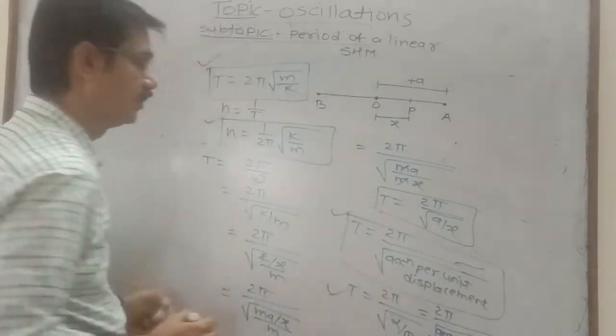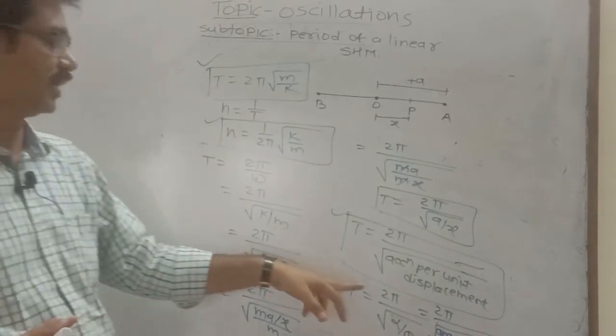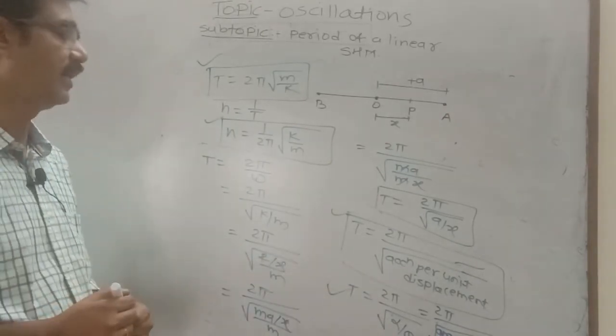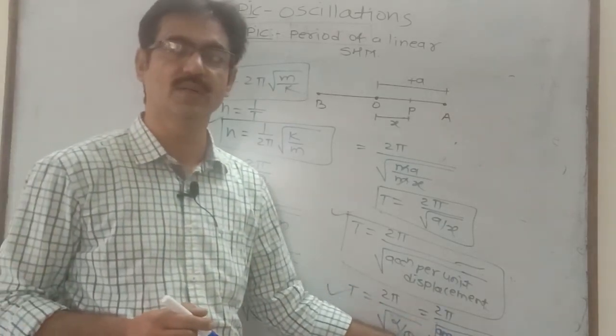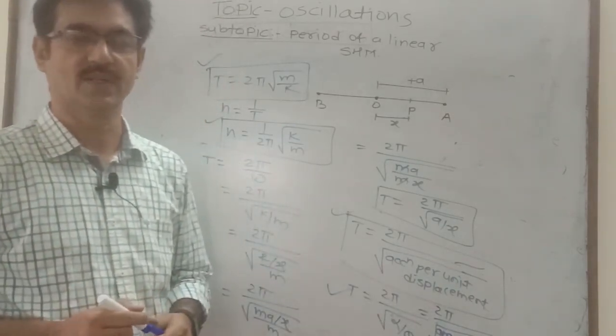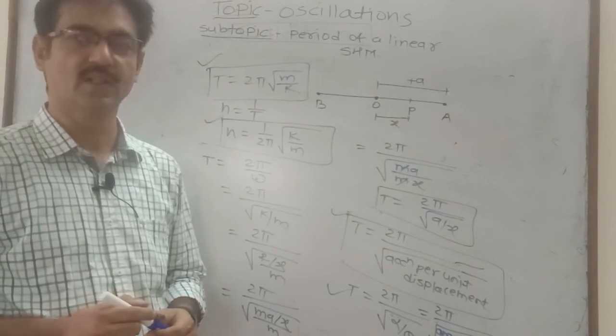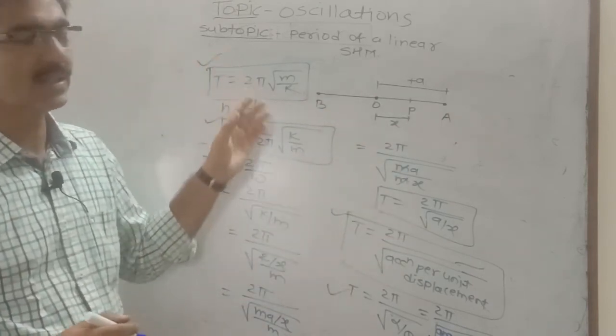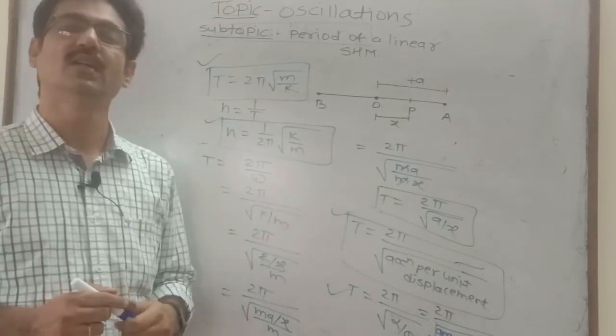There also, you know that in case of angular SHM we get T is equal to twice pi upon under root alpha by theta, meaning angular acceleration per unit angular displacement. Okay, understand it? I hope you understand the topic of this angular SHM and also the expression for the period of SHM.